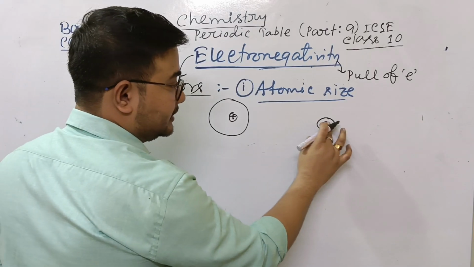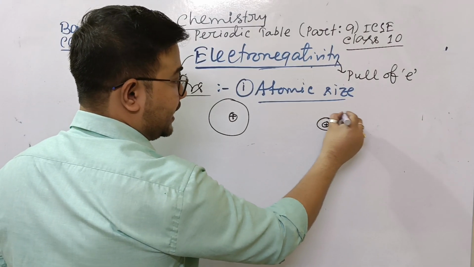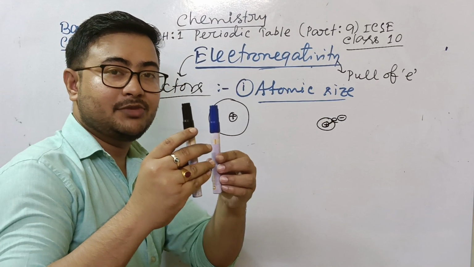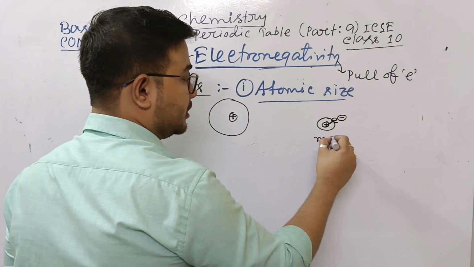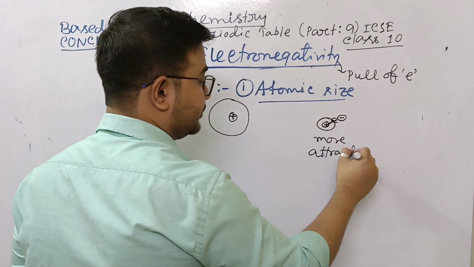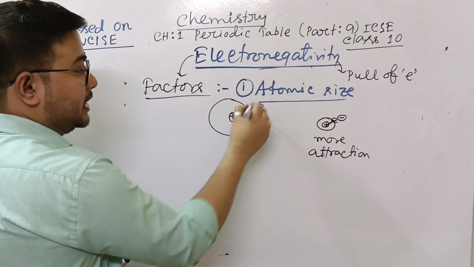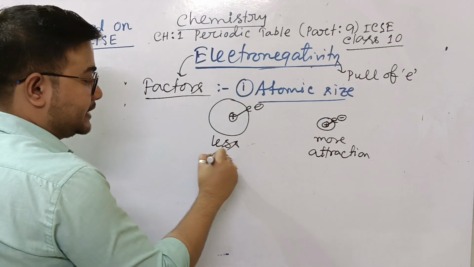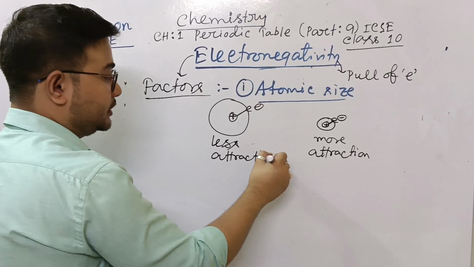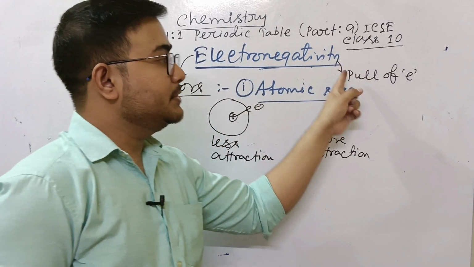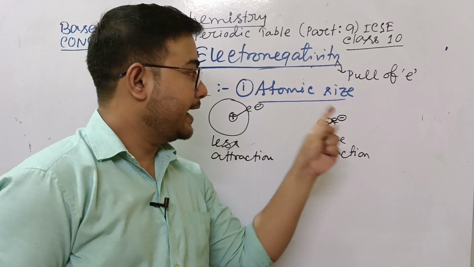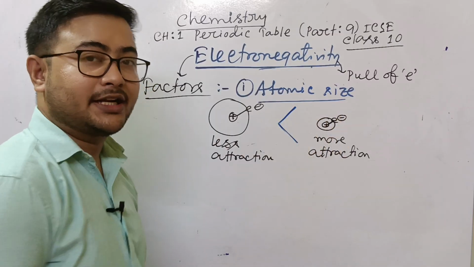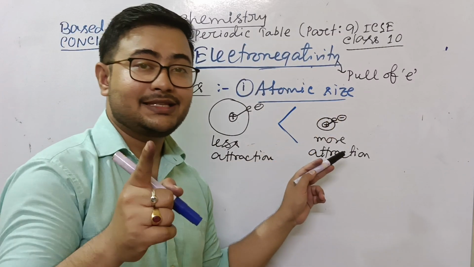If they come close to each other, then attraction increases. See here, this is the nucleus, positively charged, and the electron is negatively charged. Here the distance is very less, and less distance means more attraction. But here the distance is comparatively more than that of this atom, so here less attraction. Electronegativity means pull of electron towards the atom. So which has more tendency to pull? Obviously the atom which has less radius.